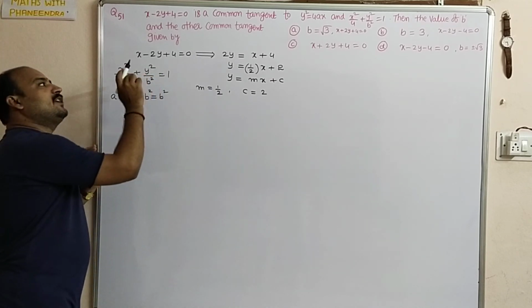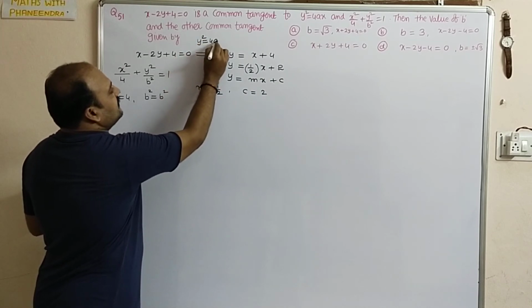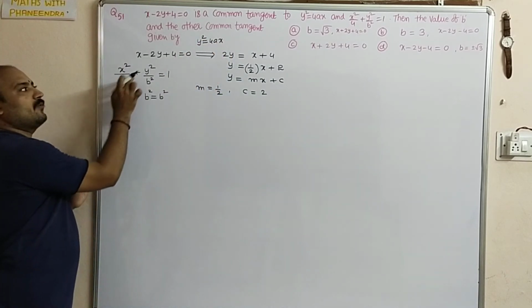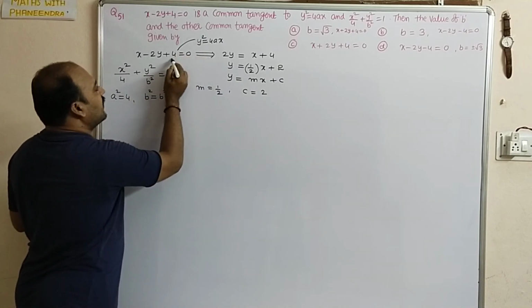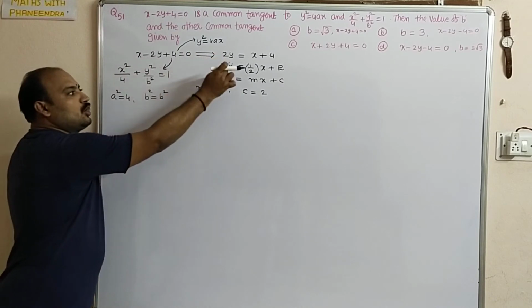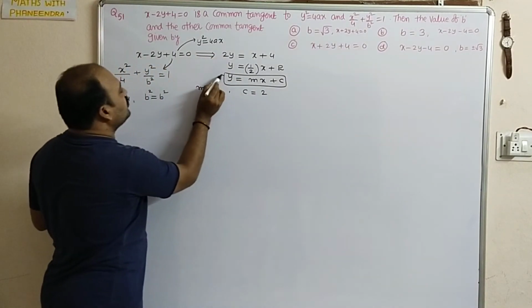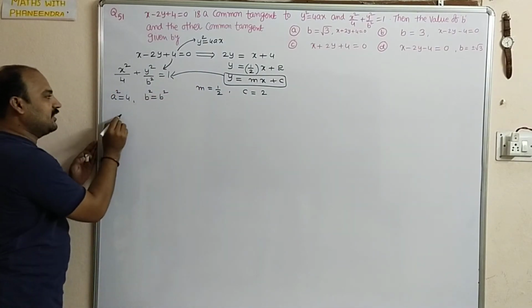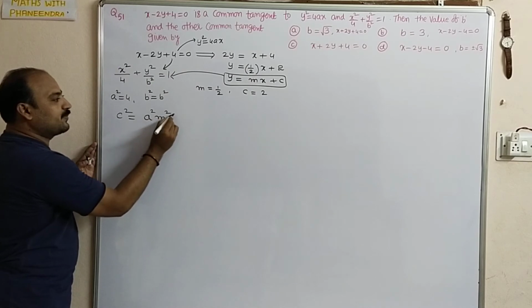Common tangent means it is a tangent for the parabola y square is equal to 4ax as well as x square by 4 plus y square by b square equal to 1. This is the common tangent for this one as well as this one. So the line y is equal to mx plus c is to be tangent to the ellipse. We have the condition c square equal to a square m square plus b square.